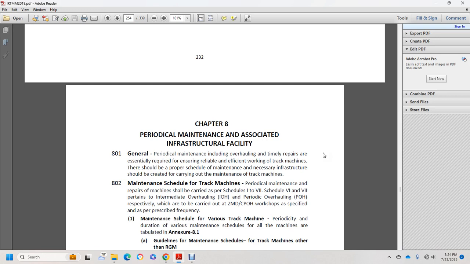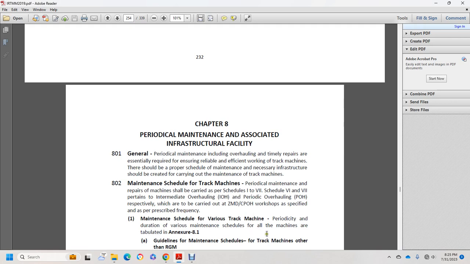Maintenance schedule for the track machines. Periodical maintenance and repair of the machines should be carried out with schedules 1 through 6. Schedules 5 and 7 pertain to intermediate overhaul and periodic overhaul, in the perspective of care with zone management and the CPOH workshop, specified with the prescribed frequency. The maintenance schedule for the various track machines, with periodicity and duration for each machine, is tabulated in the Annex of the 381 guidelines.